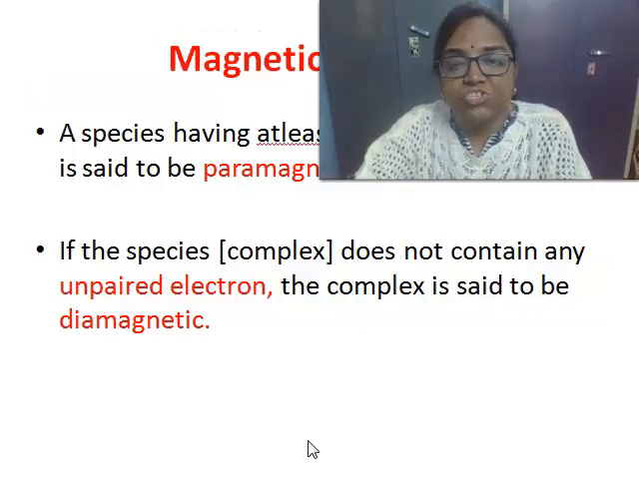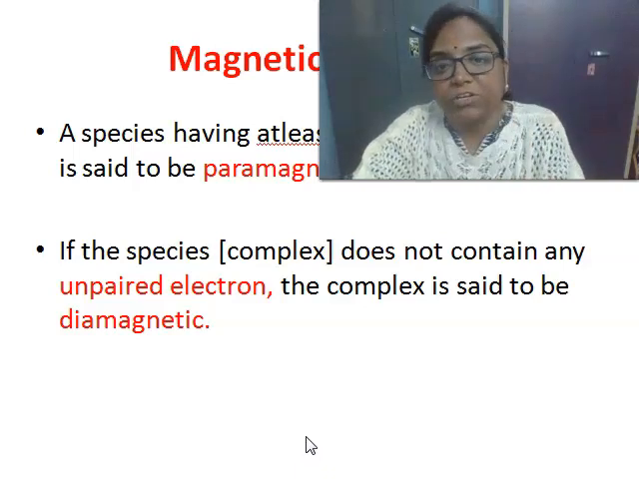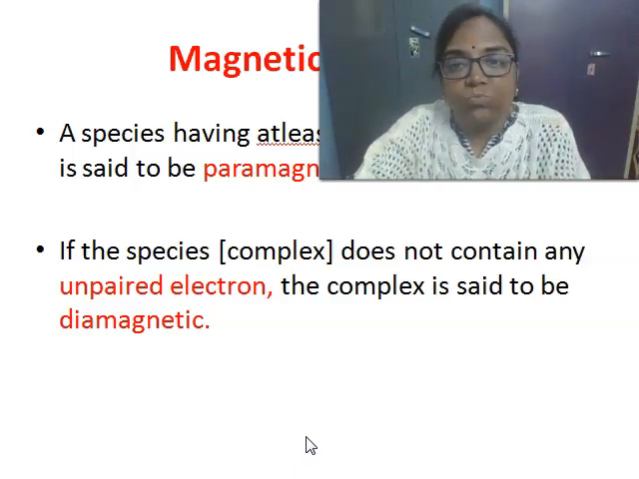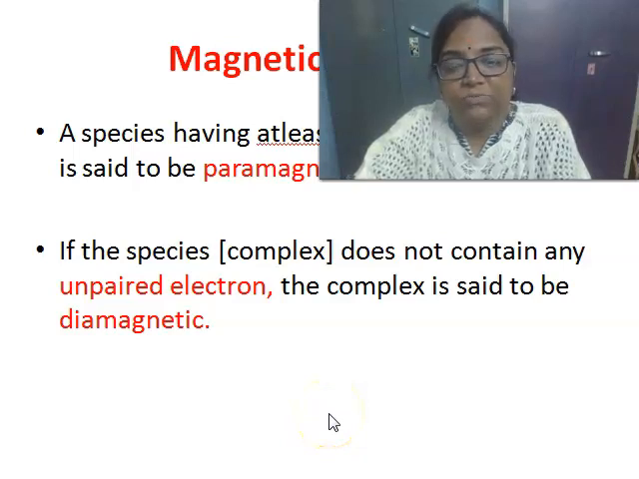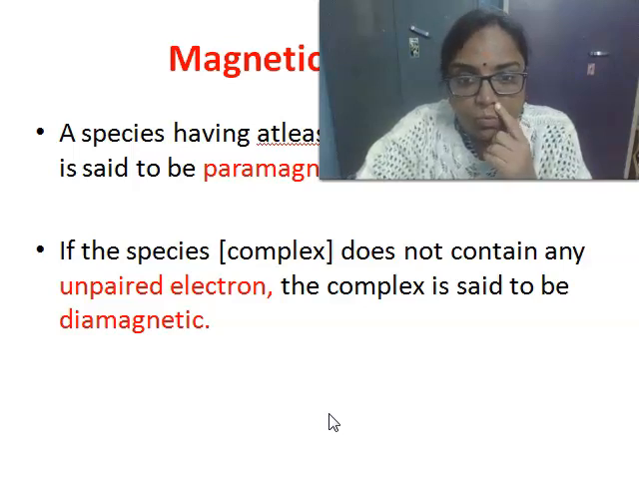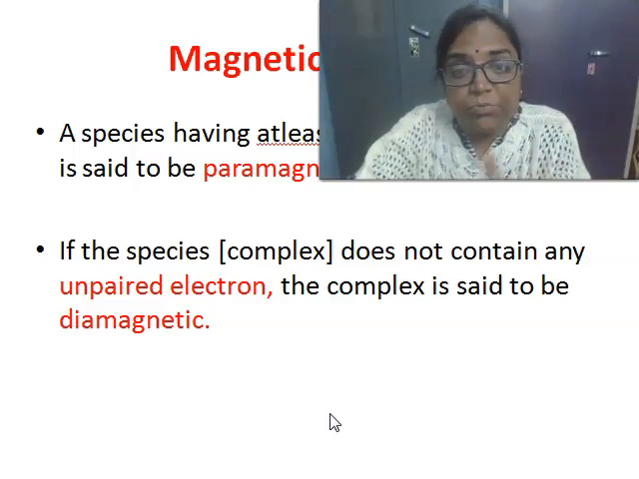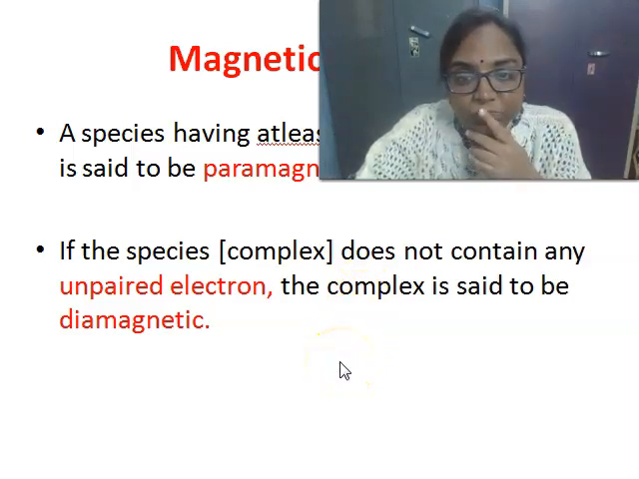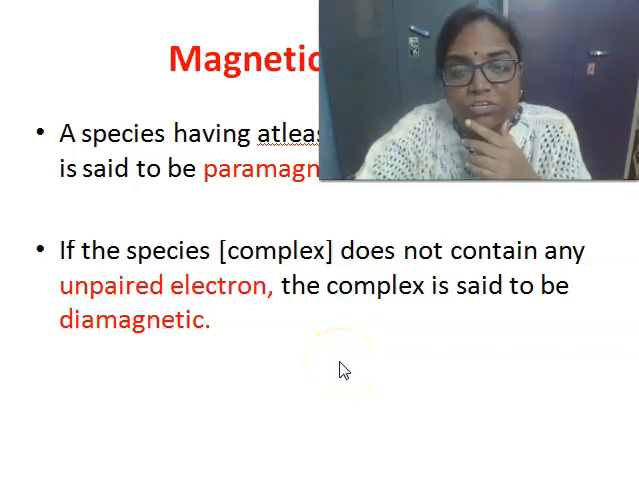Next comes the prediction of the magnetic properties of a complex. A species having at least one unpaired electron is said to be paramagnetic. If the complex doesn't contain any unpaired electrons, that particular complex is said to be diamagnetic. This is one of the merits of valence bond theory: we are able to predict whether a complex is paramagnetic or diamagnetic. The valence bond theory is very useful in predicting the magnetic moment of a particular complex.